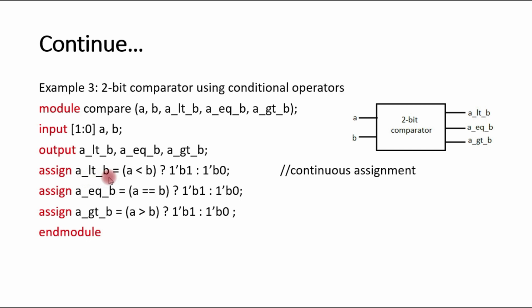So in case of A less than B, we are checking the condition A less than B. If this condition is true, then we simply assign the value of A less than B equal to 1. Otherwise, it will be 0. In case of A equal B, we are checking the condition A logical equal B. If this expression is true, then the output will be 1, otherwise it will be 0. In case of A greater than B, the condition is A greater than B, and if this expression is true, then the output is 1, otherwise the output is 0.